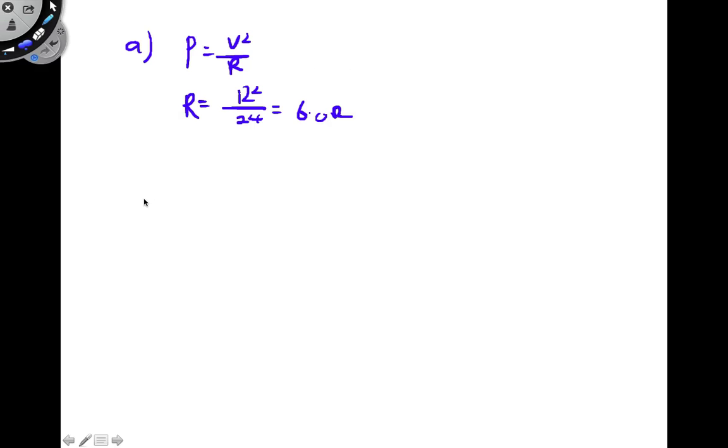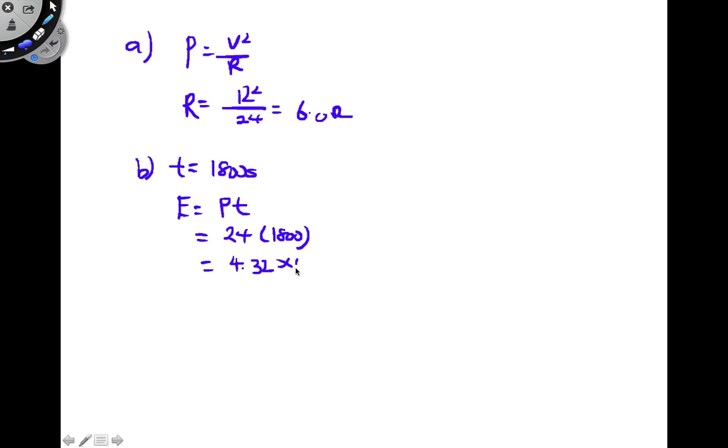For part B, you know that the operation time is 1800 seconds. So it's just applying energy equals power times time. You're going to get 24 watts times 1800 seconds, and you end up with 4.32 times 10 to the power 4 joules.